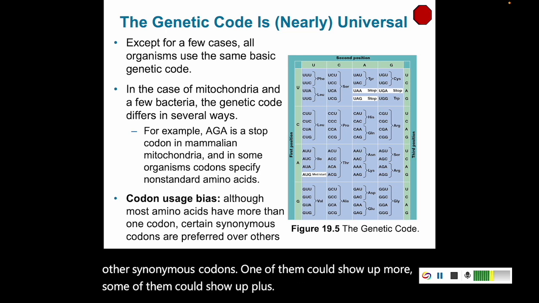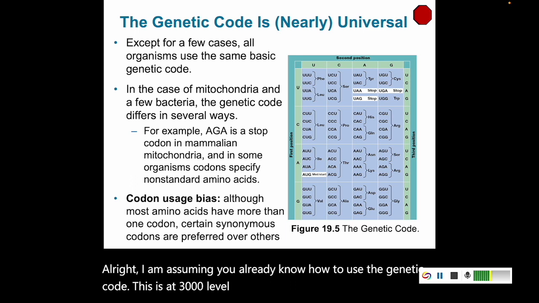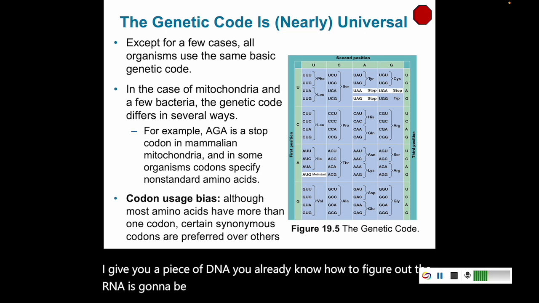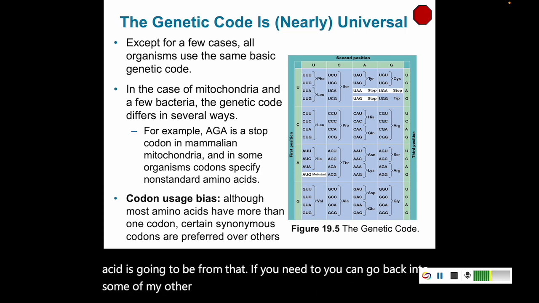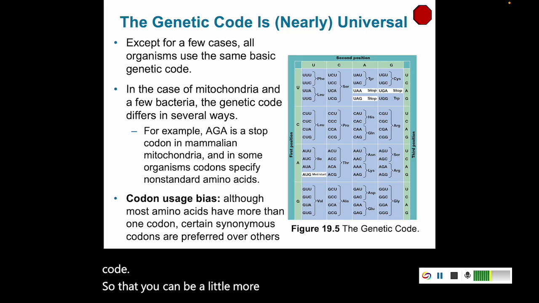All right, I am assuming you already know how to use the genetic code. This is a 3000 level class, so I'm assuming that if I give you a piece of DNA, you already know how to figure out what the RNA is going to be, and you can figure out what the amino acids are from that. If you need to, you can go back into some of my other classes. I'll link in our D2L page how to access some of those videos about how to use the genetic code, so that you can be a little more comfortable if you're not.